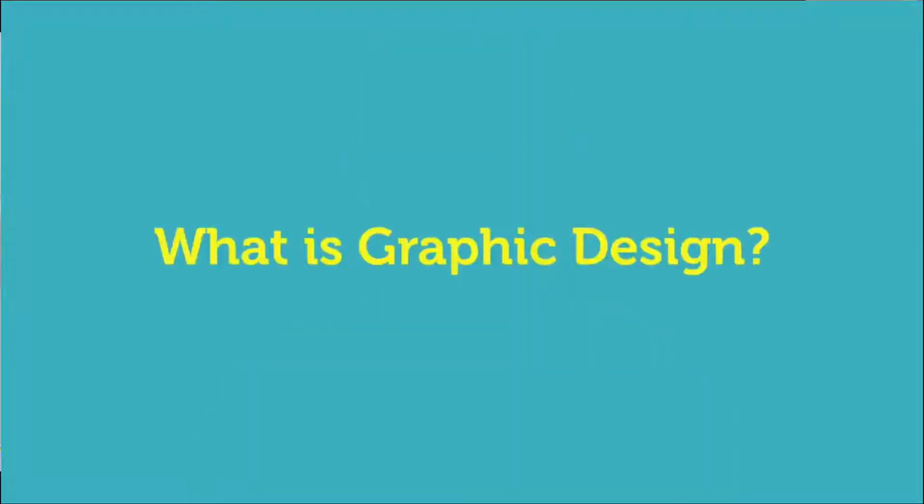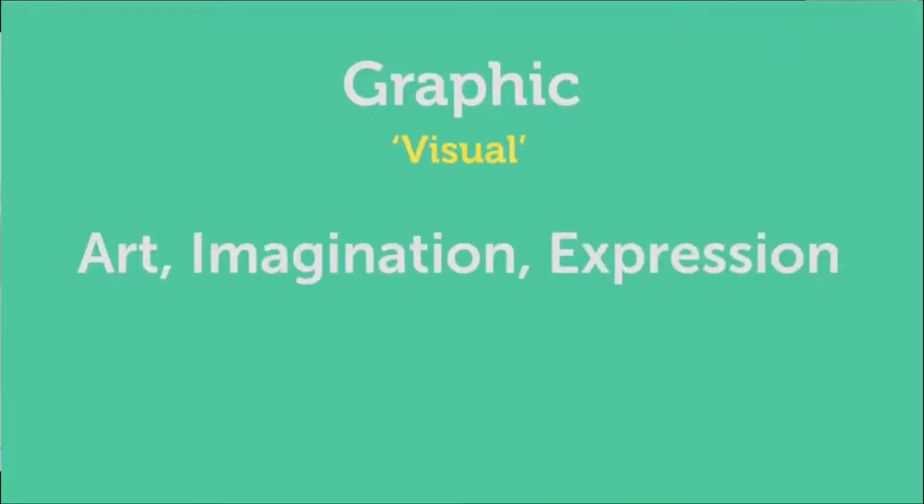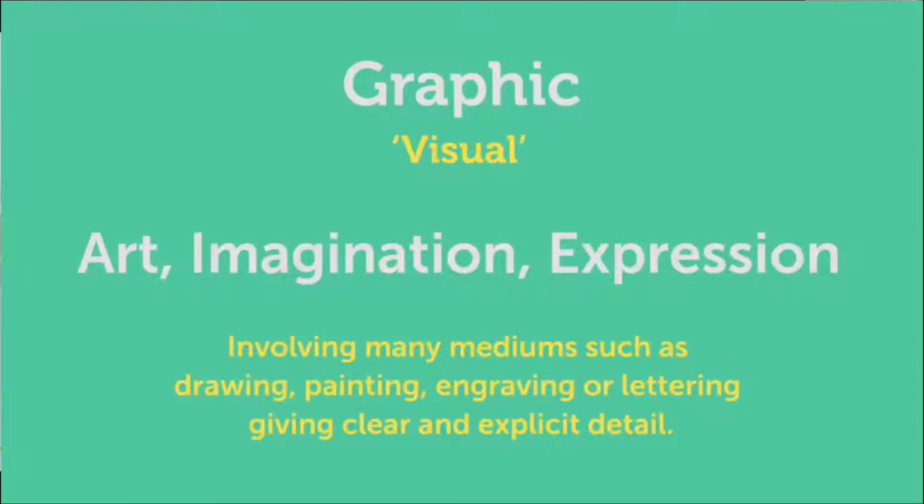So quite a simple and accurate explanation there, though I happen to think there's more to it than that. In this video, I'm going to attempt to answer this question and give you my take on it from my experience. So what is graphic design? Well, let's start simple. So with graphic design, we have two things. We have graphic and design. Graphic is visual, which is associated with art, imagination, and expression involving many mediums such as drawing, painting, engraving, or lettering, giving clear and explicit detail.